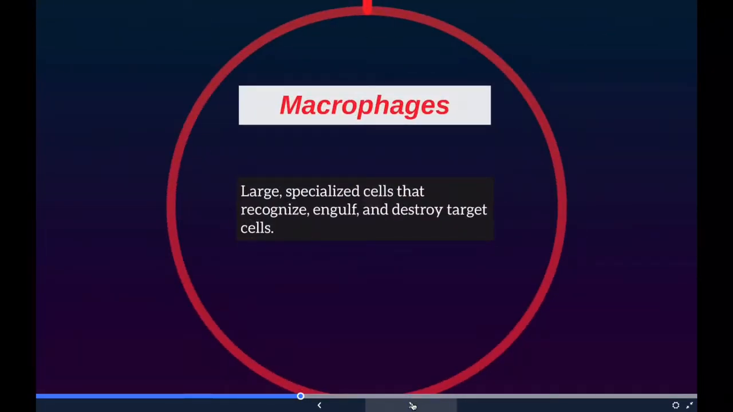Macrophages are important cells of the immune system that are formed in response to an infection or accumulating damaged or dead cells. Macrophages are large, specialized cells that recognize, engulf, and destroy target cells. They are a type of white blood cells that engulf and digest cellular debris, foreign substances, microbes, cancer cells, and anything else that does not have the type of protein specific to healthy body cells on its surface in a process called phagocytosis. We will get to that later in this video.